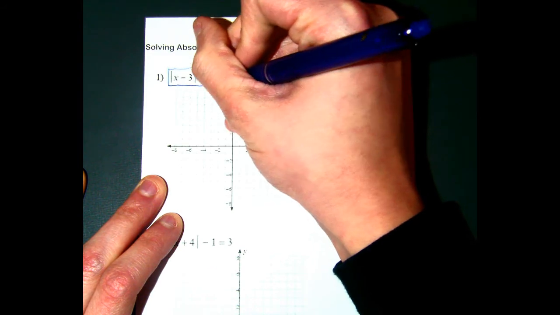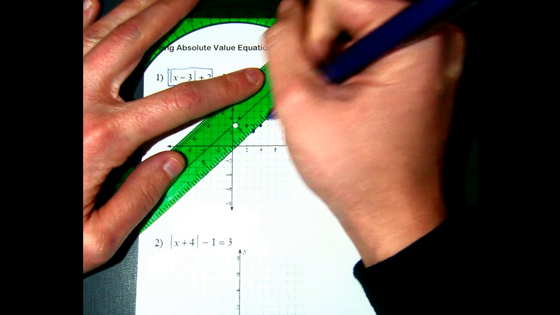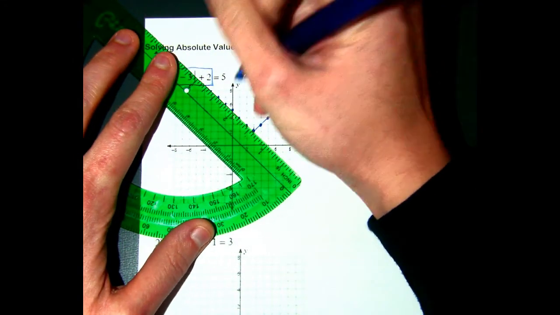Remember, it's a good idea, especially since we're solving now, to go ahead and cover the entire graph. Arrows, because it goes on forever.